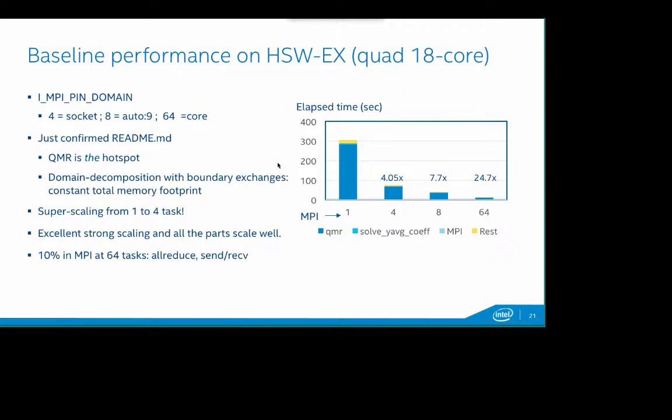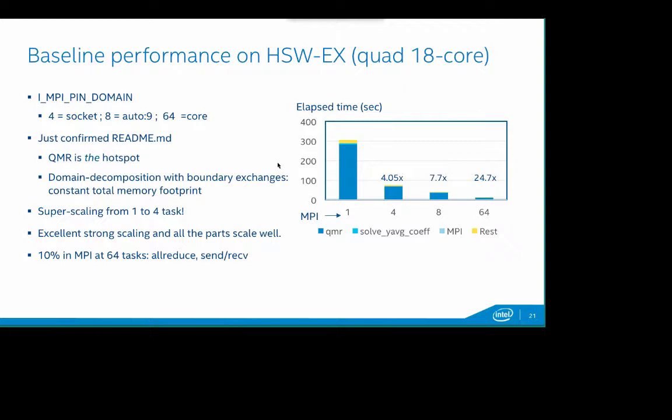In this case, what we have confirmed is that the readme was right. There is only one routine that shows up as a hotspot, which is QMR. And the domain decomposition is plain, which is very clear from the MPI communication statistics you get. Also, the memory footprint, based on the analysis, is constant, which means that data is fully distributed. There is no replication, almost zero, and the overhead is purely coming from MPI. So that's good, and excellent scaling. Even super scaling. This is one of the rare super-scaling codes I have seen for a while, and definitely great.